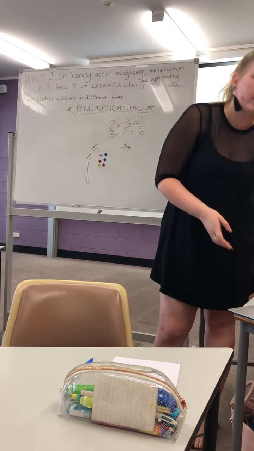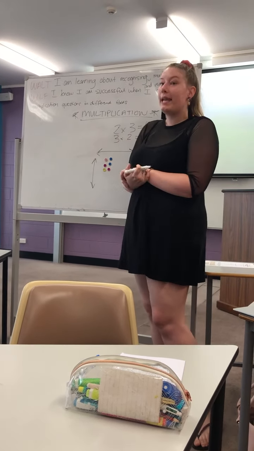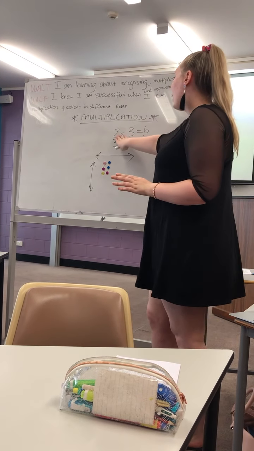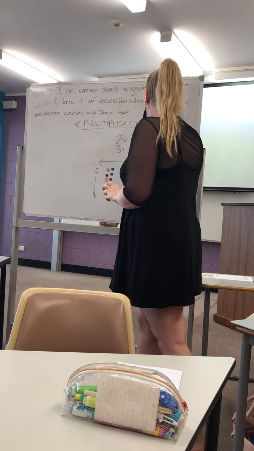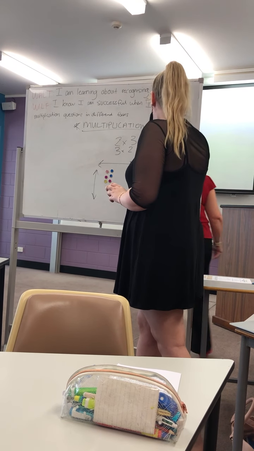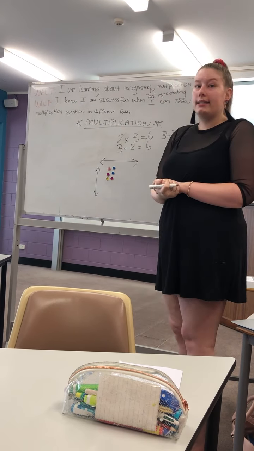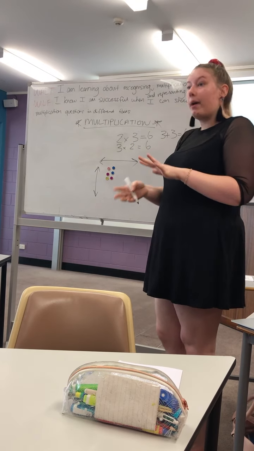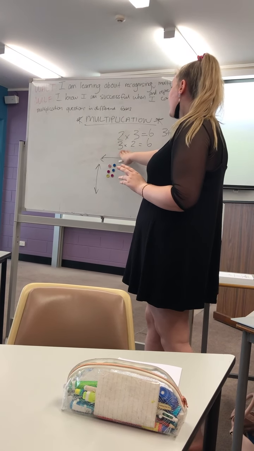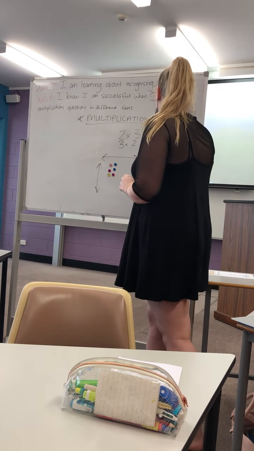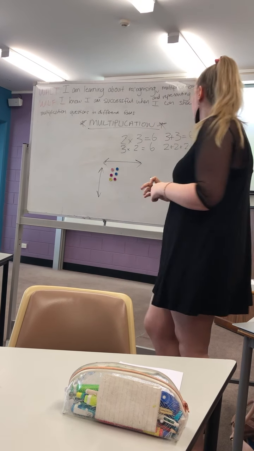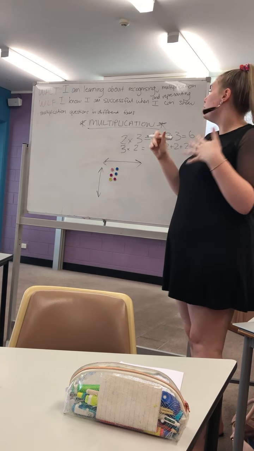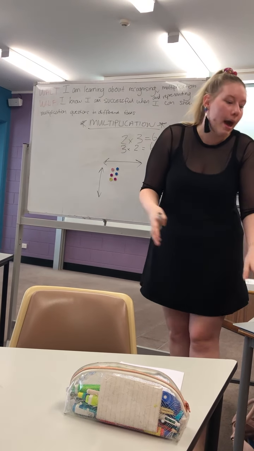The last way we can show our multiplication is with repeated addition. So when I have 2 groups of 3, I can add 3 plus 3, which equals 6. I can also swap my problem again. When we do 3 groups of 2, I can go 2 plus 2 plus 2, which also equals 6. And those are the 3 ways that we can show our multiplication problems.